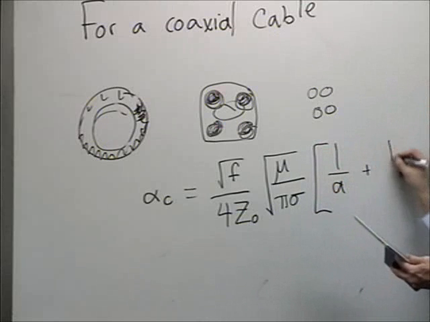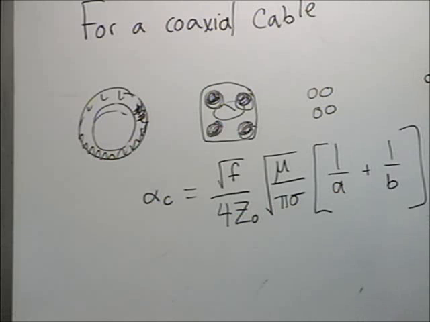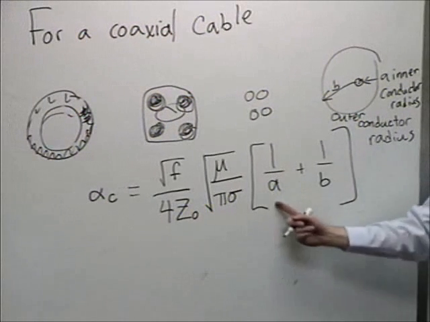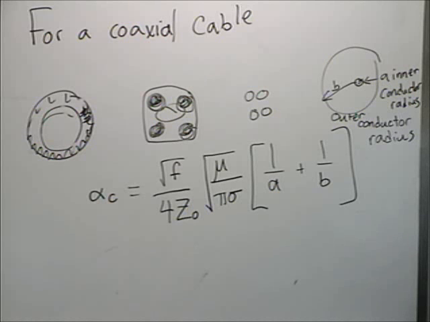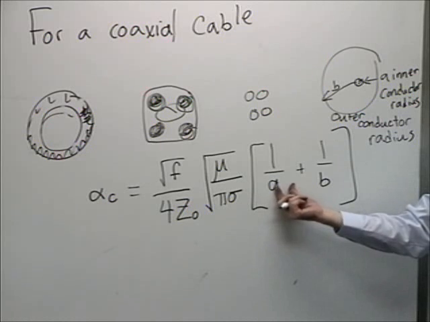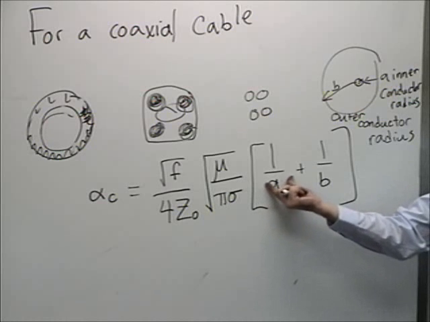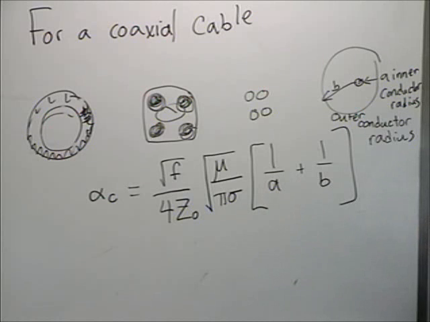1 over a plus 1 over b, where recall on my coaxial cable, a is the inner conductor radius, and b is the outer conductor radius. Which one of these terms is going to dominate the expression? Almost exclusively a, right? a is a small number, so when you take 1 over a, it should be a lot bigger than 1 over b. You can put this term in for completeness, but really this is where the rubber hits the road, so to speak, in your calculation.